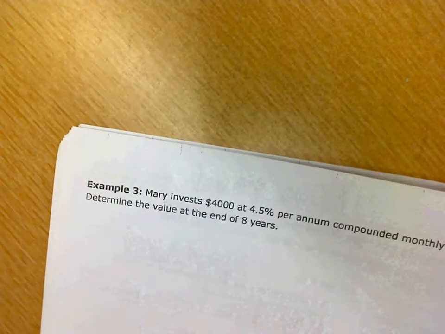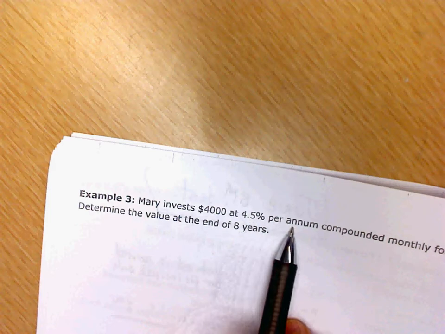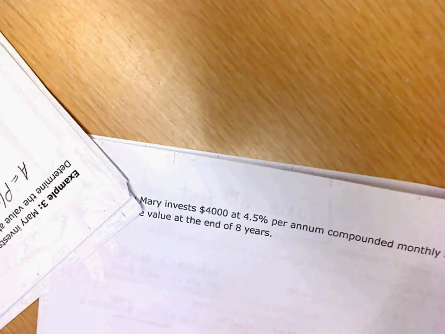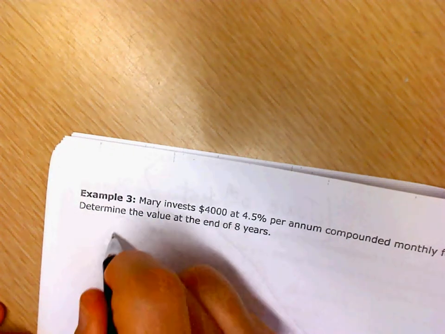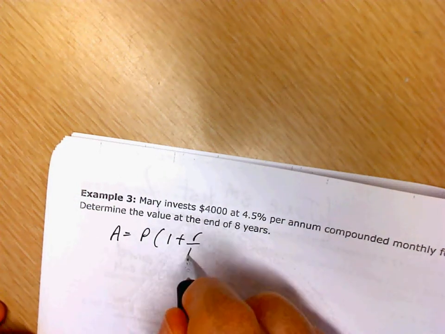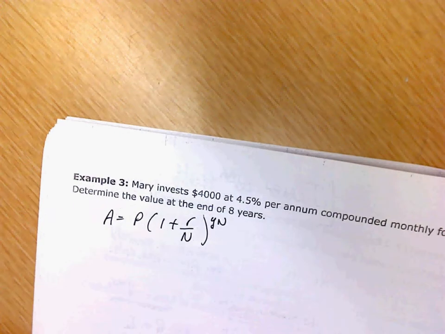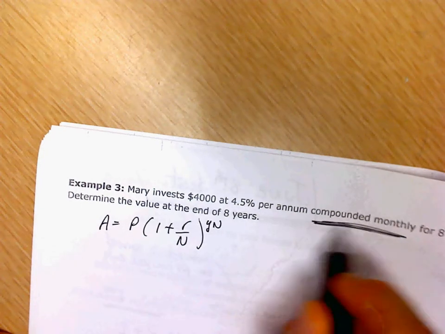Mary invests $4,000 at 4.5% per annum compounded monthly for 8 years. Determine the value at the end of 8 years. Okay, so A equals P times (1 plus r over n) to the power of yn. So this is compounded monthly. As soon as you see the word compounded, you're using this formula.